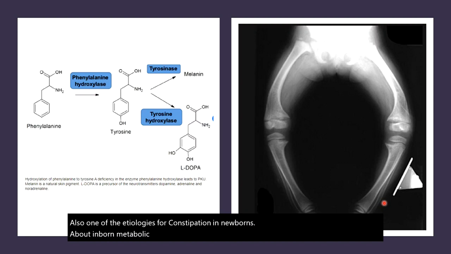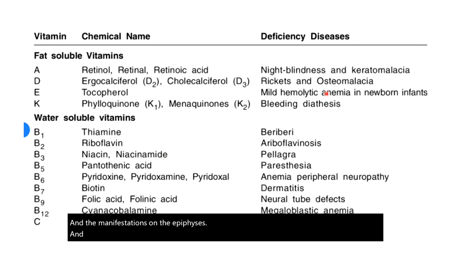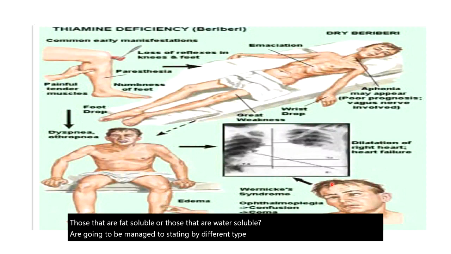And also we talked about rickets. Rickets due to a deficiency of vitamin D and the manifestations on the epiphysis and with lower mineralization in the large bones. Deficiency of each one of the vitamins, those that are fat soluble or those that are water soluble, is going to manifest by different types of disease that are listed here. And here are some examples.